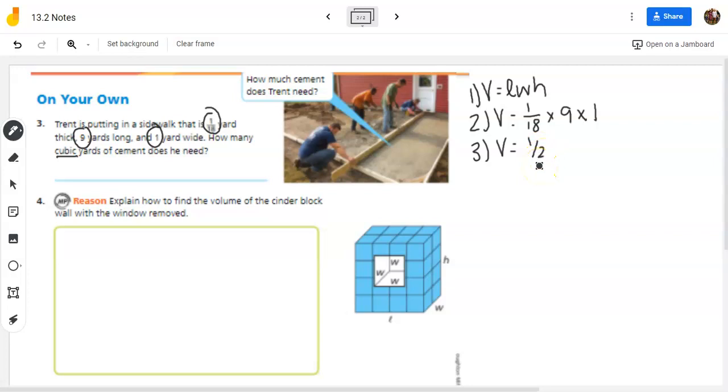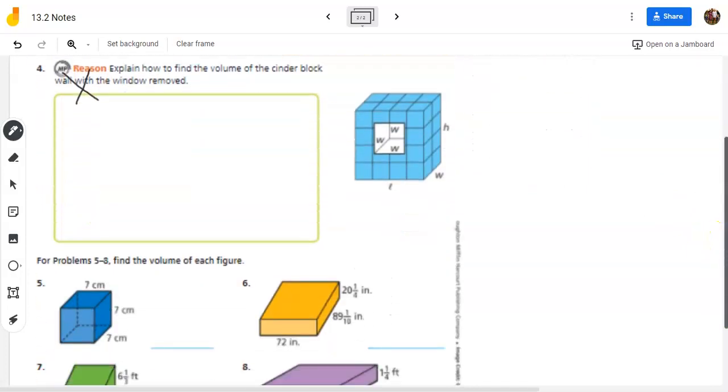And now let's put our label in. It says yards. And then since we're doing volume and we multiplied 3 numbers together, we're cubing it. So volume equals 1/2 yards cubed. We are not going to look at number 4, but we will look at the last 4 here.